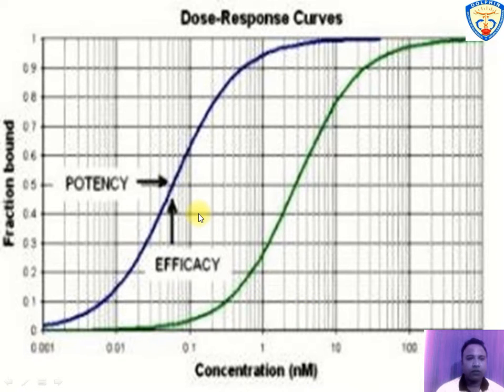The figure shows different concentrations of drug, that is, different dose levels on the x-axis, and the y-axis contains the fraction of drug bound to receptor, which determines efficacy. So the y-axis contains efficacy. The dose response curve determines efficacy and potency at different dose levels.